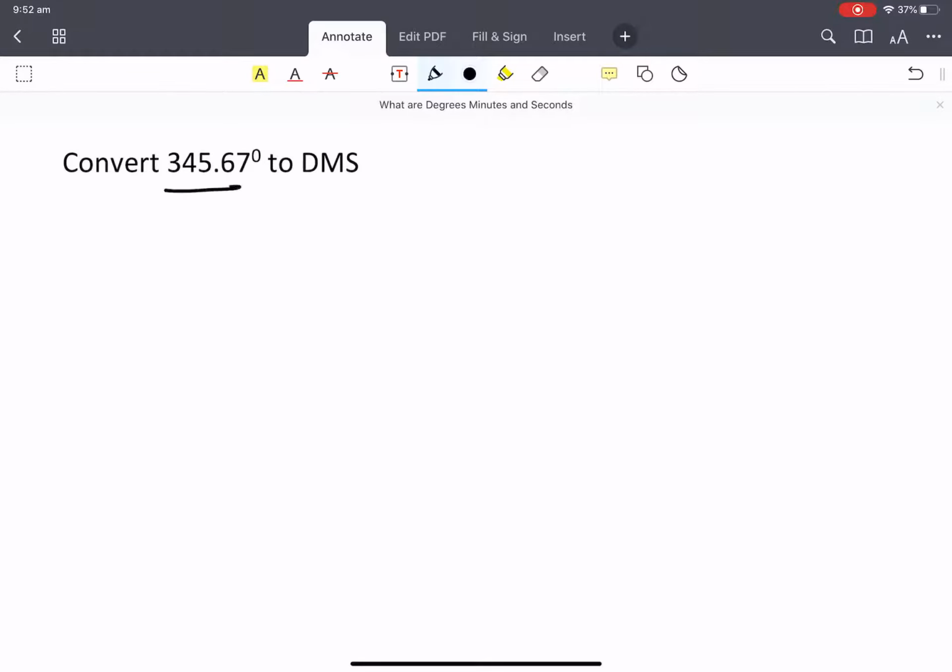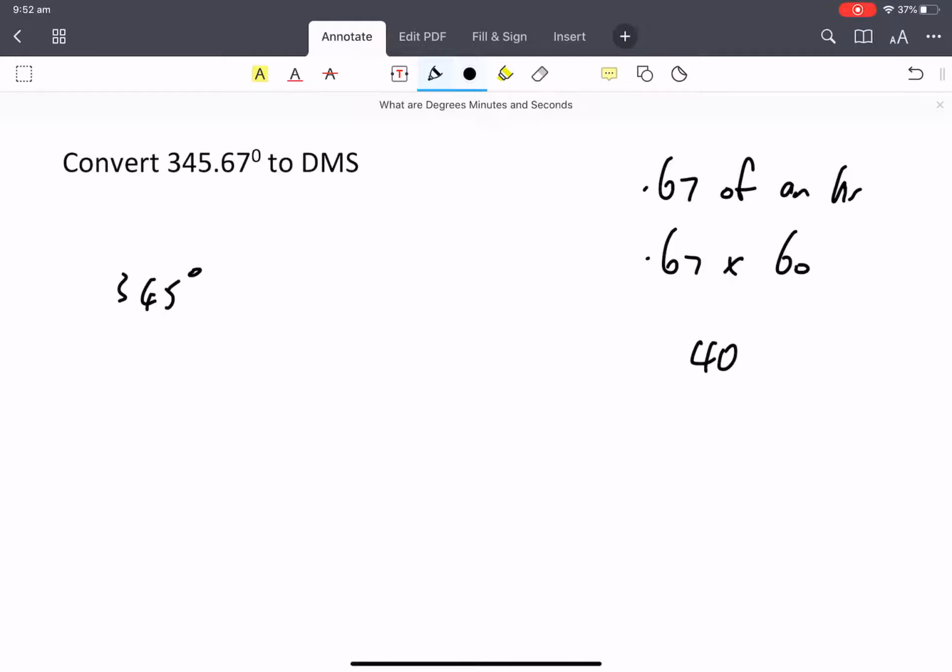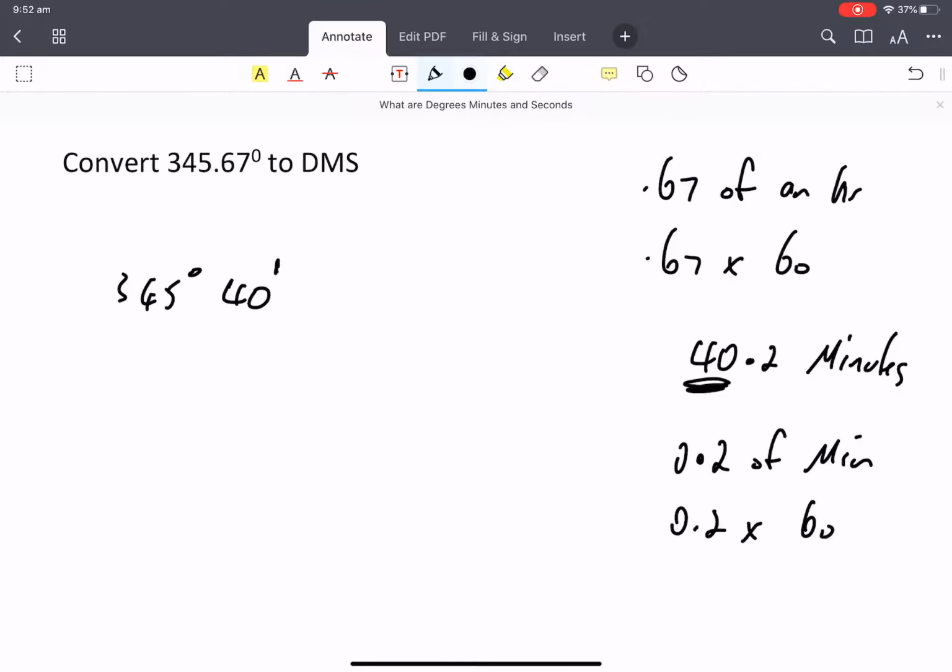We're getting to the seconds. Clearly, the smaller this decimal goes, we get into seconds. So again, we've got 345 degrees, and I want 0.67 of an hour, which is 60 minutes. So 0.67 of 60 is 40.2 minutes. So it's 40 minutes, and it's also 0.2 of a minute. Well, 0.2 times 60 is 12 seconds. So there's another 12 seconds. So the single dash is a minute, the double dash are seconds. Gotcha.